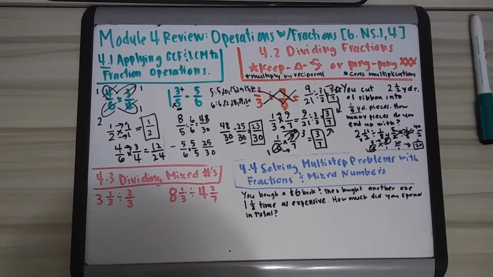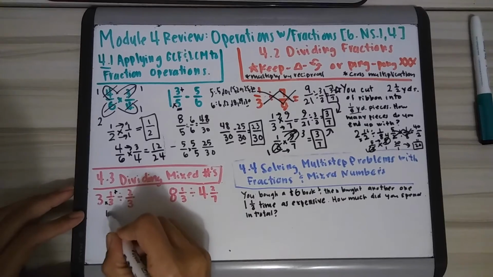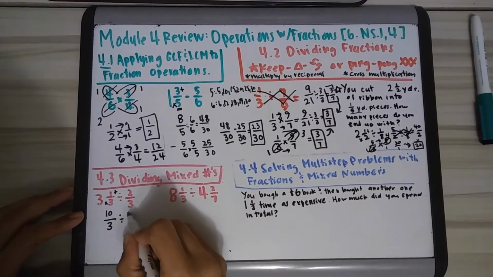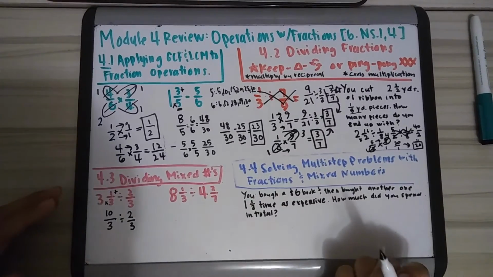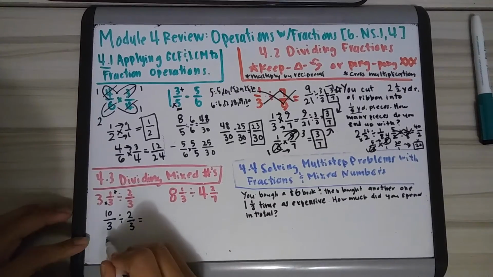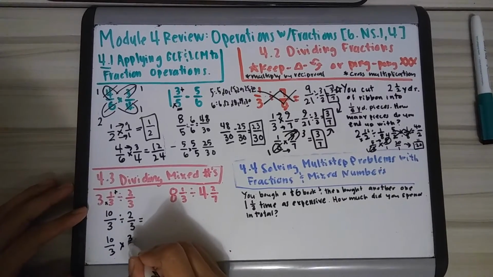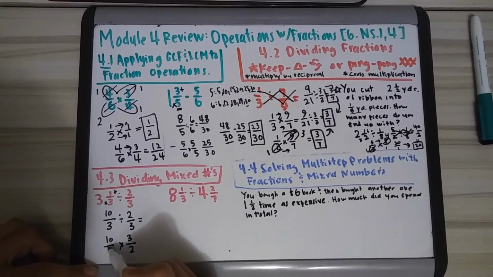Okay, so here we go. Let's get to dividing mixed numbers. So remember, when we have mixed numbers, we have to change it into improper fractions. So 3 times 3 is 9 plus 1, that would be 10. 10 over 3 divided by 2 over 3. Okay, I can keep, change, and flip, or I can ping pong. So let's keep, change, and flip first, and then we can ping pong. So I'm going to keep it, I'm going to change it, and I'm going to flip it, right? So I'm multiplying by the reciprocal.